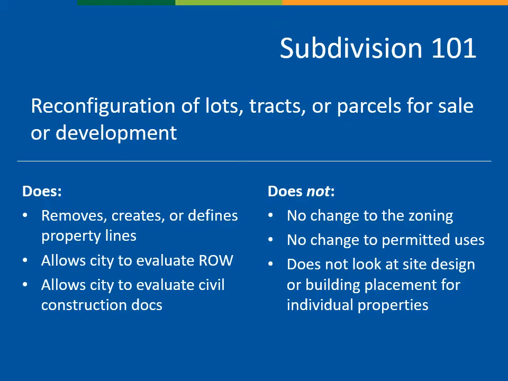The subdivision regulations are found in Article 4 of the Zoning Code and are a reconfiguration of lots, tracts, or parcels for sale or development. The plat is a technical document that removes, creates, or defines property lines, allows the city to evaluate right-of-way, and allows the city to evaluate civil construction documents. As a reminder, the subdivision plat does not affect the zoning or permitted uses on the property. It enables development already permitted by the current zoning.